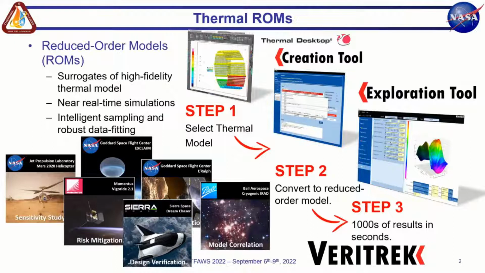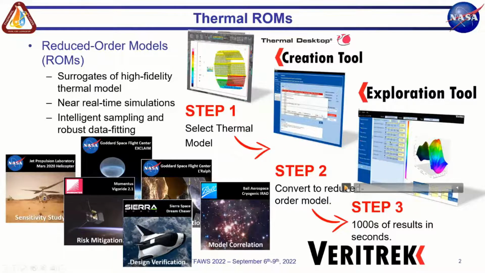As I mentioned, we have developed tools for creating reduced order models from high fidelity thermal models. So you start with a high fidelity thermal model. We have a software tool called Veritrek that allows you to convert that thermal model, specifically a Thermal Desktop model, into a reduced order form. And you might be wondering, why do we want to do that? The main motivation is that we can run simulations very quickly, where a typical high fidelity Thermal Desktop model might take minutes to hours, maybe days to run a single simulation. By converting it first to a reduced order form, we can then run thousands of simulations in just seconds.